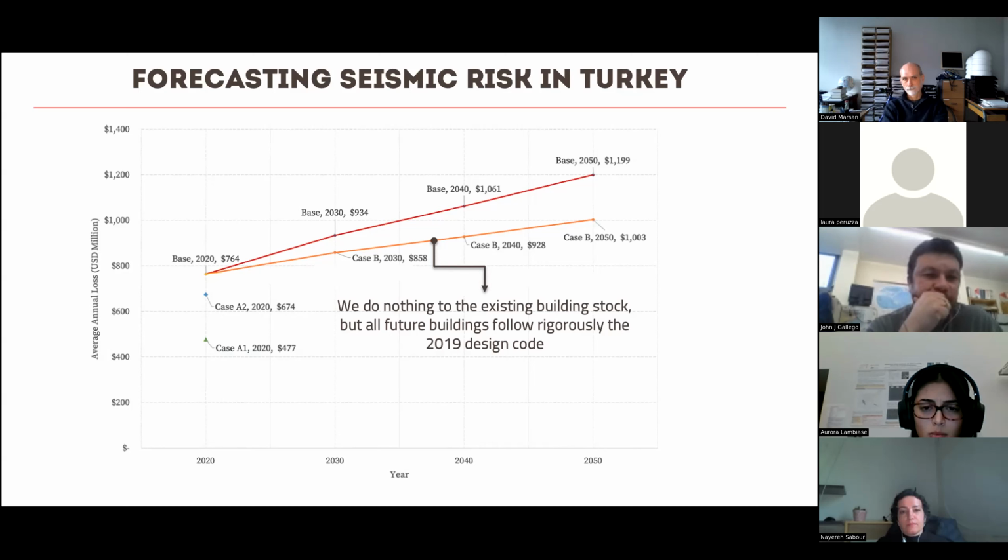This is something that also people need to understand. Just because you're building according to design regulation, it doesn't mean that the losses will be zero. It just means that the losses will be lower. The building is not going to collapse, but it might have slight damage or moderate damage.